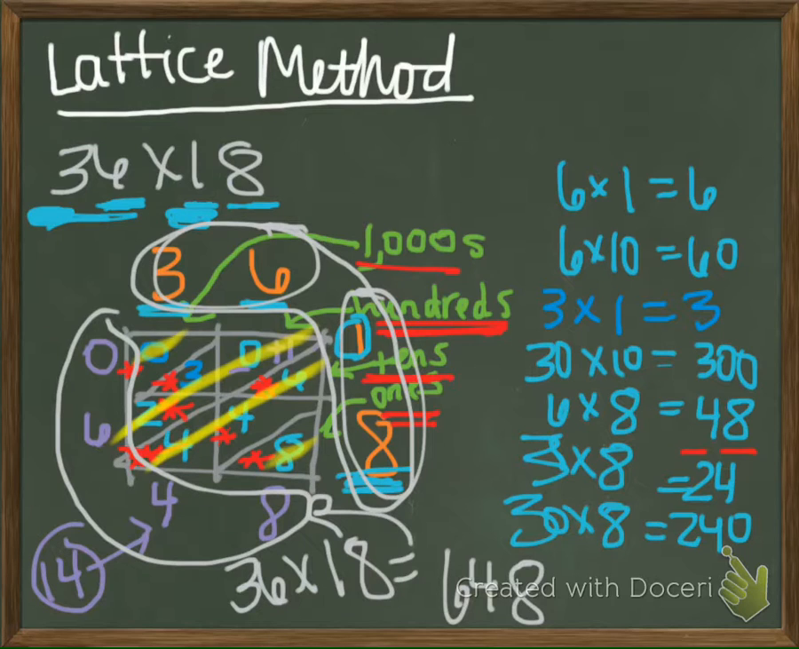And you can see why it works and how it works. So, of course, you can use this method using larger numbers. You can put the 18 up here and the 36 over here. It doesn't matter. It will work either way, and it makes it easier to do.